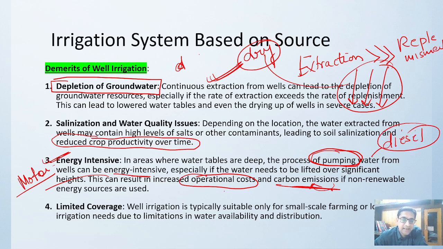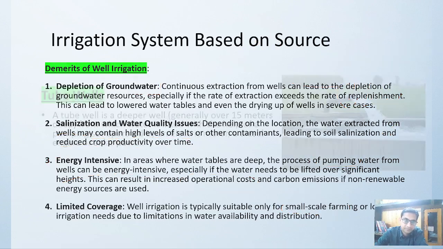Then well irrigation is suitable only for small scale farming. You cannot do big farming using well irrigation, and that is why the major limitation of well irrigation is that it is only suited for the small scale farmer, because of the quantity of the water available and because of the distribution of that well.